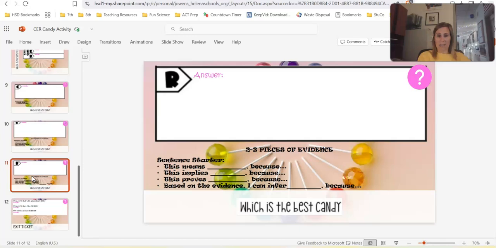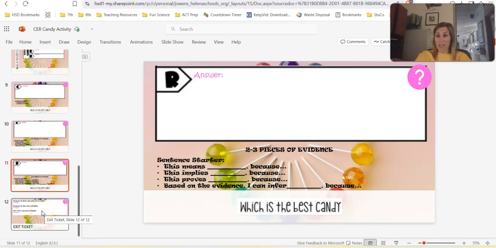Some great sentence starters: This means blank because, this implies blank because, this proves blank because. Obviously your guys' blanks there would be that this is the best candy. Because, notice the because on all of these. That's that why or that how. Okay, and then based on the evidence, I can infer blank because. So there's your guys' claim, evidence, reasoning for today.